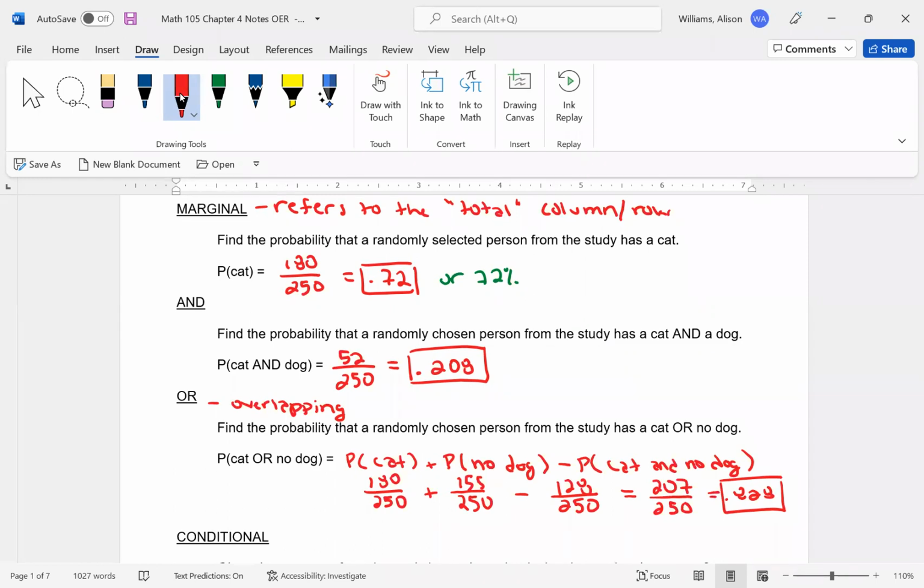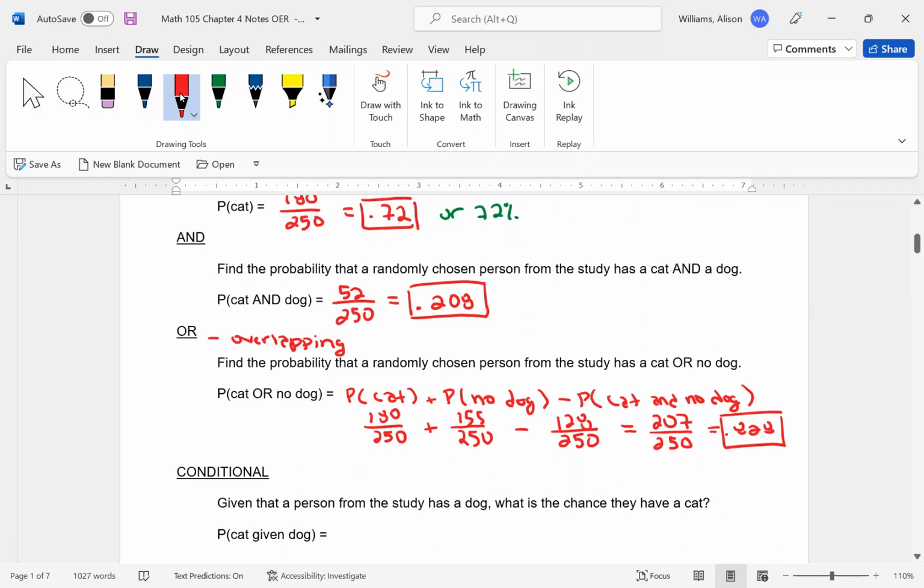So this kind of an or probability, we sometimes have to worry that if something gets double counted, we have to account for that. We have to deal with that when people have something in common. Okay, a conditional probability is when we limit the total that we're looking at. We limit the total we are using. So you'll notice up until this point, we've been dividing by 250 every single time because we've been talking about the whole surveyed group. But now I'm going to change that.